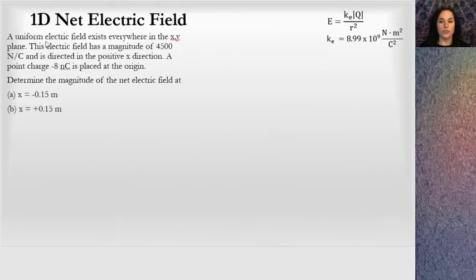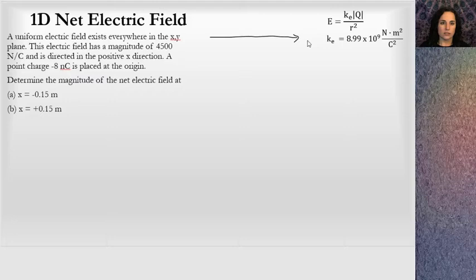Here's another 1D one. A uniform electric field exists everywhere in the xy plane. This electric field has a magnitude of 4,500 newtons per coulomb and is directed in the positive x direction. A point charge, negative 8 nanocoulombs, is placed at the origin. Determine the magnitude of the net electric field at these 2 points, which are equidistant from the charge at the origin. So I'm going to get a picture going here.